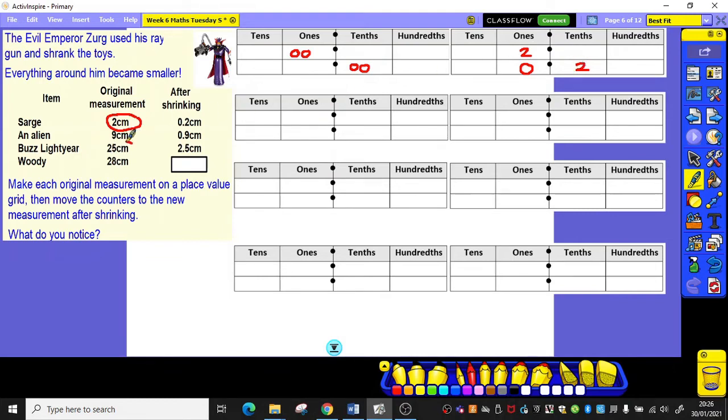Let's have a look at 25 centimetres. So if I was to draw this using counters, then I've got 2 tens and I've got 5 ones. So again, if I divide now by 10, everything is going to move 1 place value column to the right. So what was originally 2 tens is now going to become 2 ones. And what was originally 5 ones is now going to become 5 tenths.